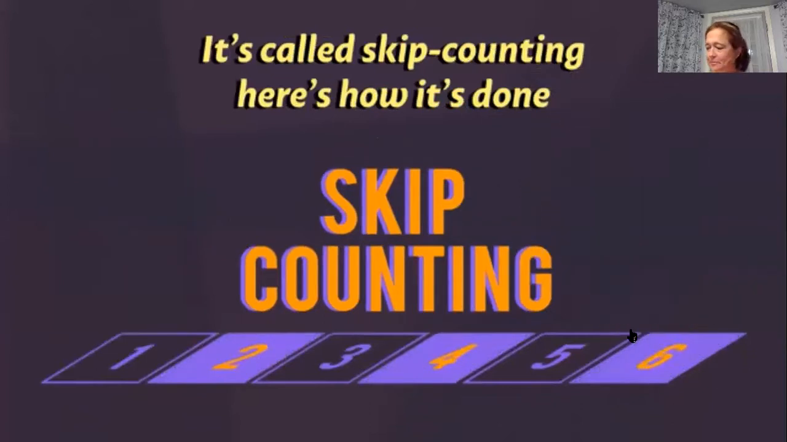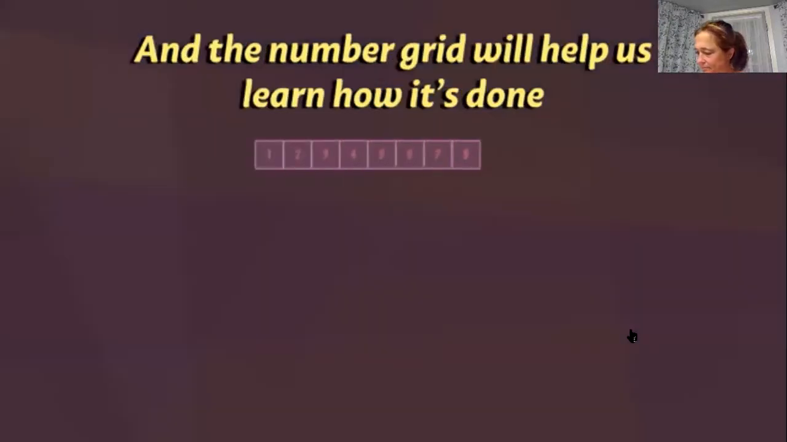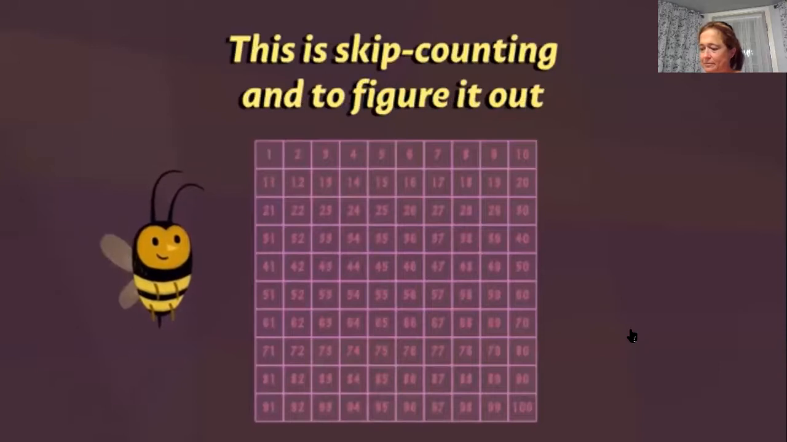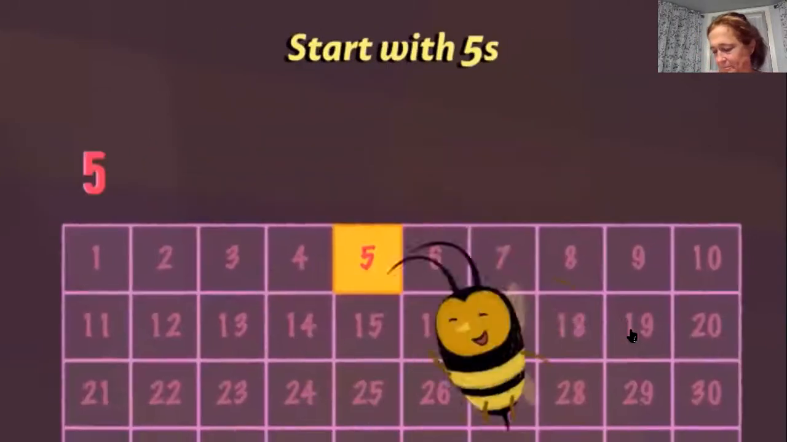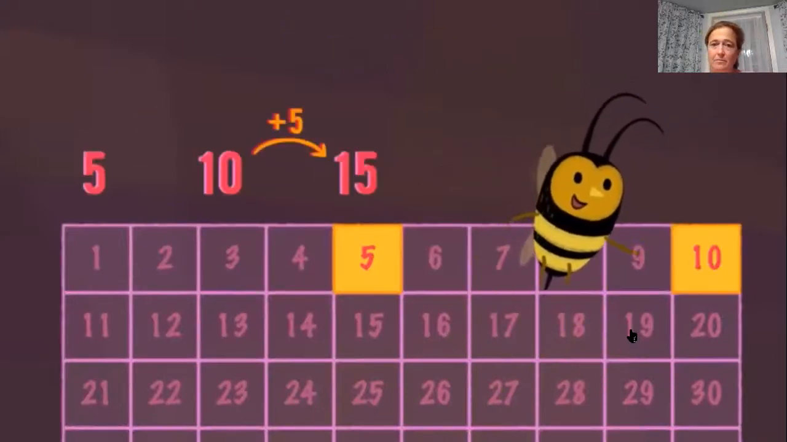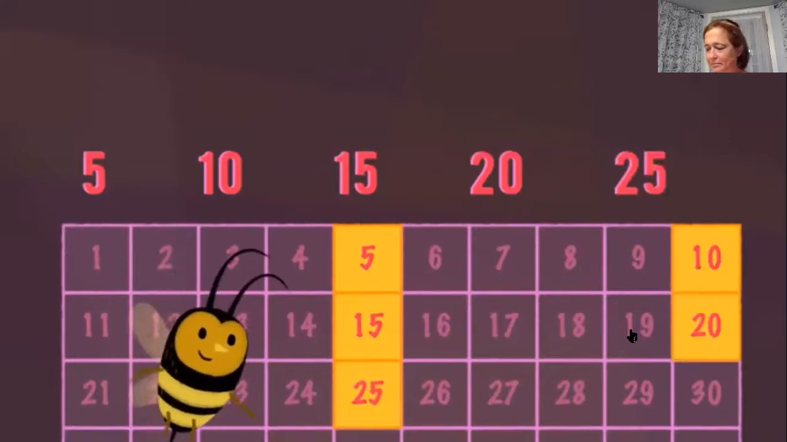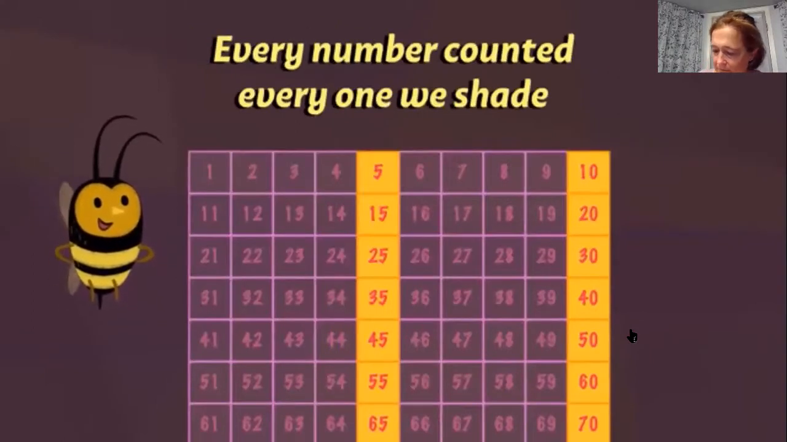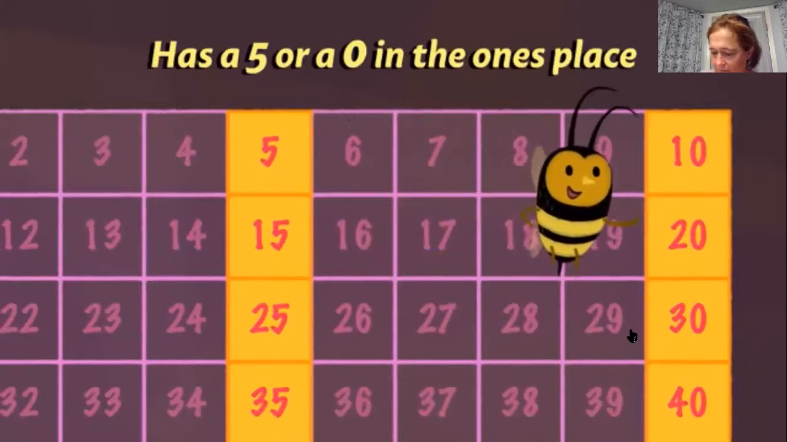Here's how it's done. We're gonna count using a number that isn't 1, and the number grid will help us learn how it's done. This is skip counting, and to figure it out, we'll shade in each and every number we count. Start with 5s. 5 plus 5 equals 10. Add another 5, and that's 15. Plus 5, 20. Plus 5, 25. I think I see a pattern, am I right? Every number counted, every one we shade, has a 5 or a 0 in the ones place.